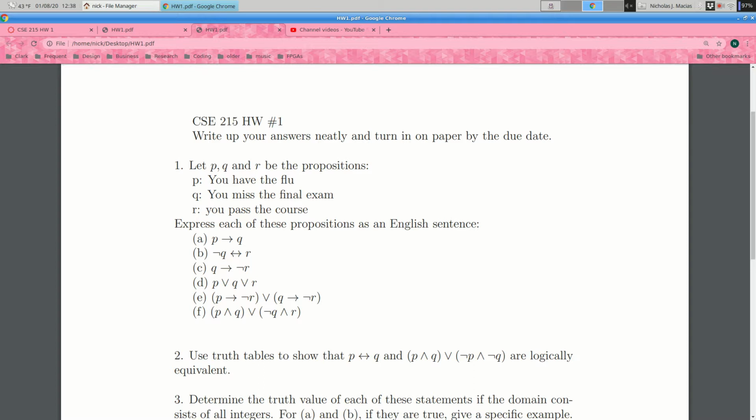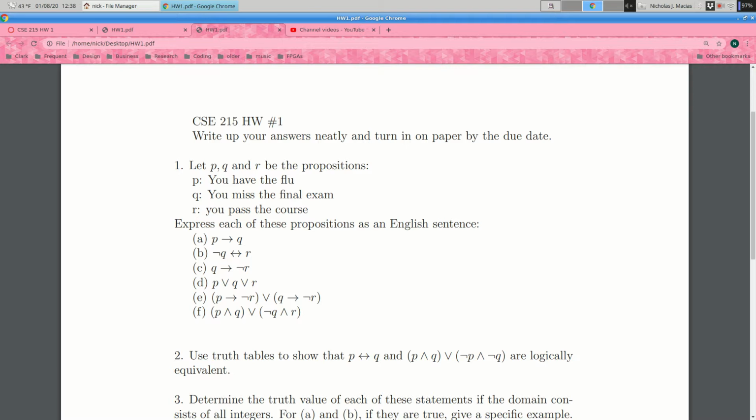The first question, I'm giving you 3 propositions. P is the proposition you have the flu, Q says you missed the final exam, and so on. And I'd like you to write down what each of these statements, A through F, says in English. In other words, the first one says if P, then Q. So it says if you have the flu, then you miss the final exam. Okay? And try to write down very literally what each of these expressions in propositional logic is saying in English.